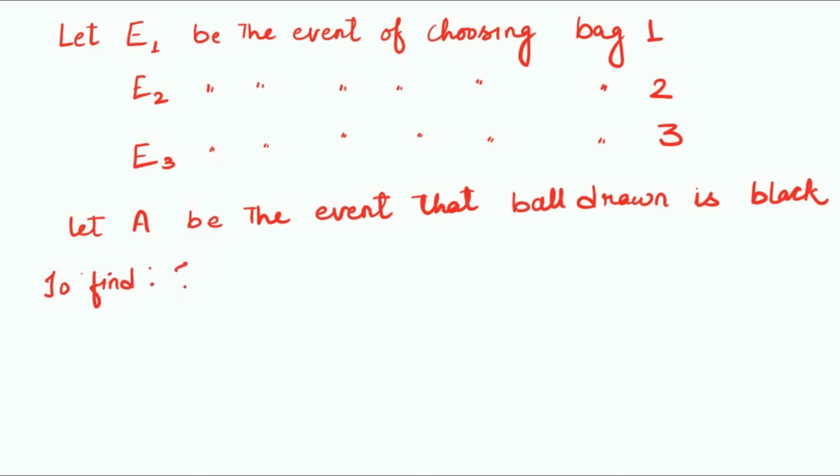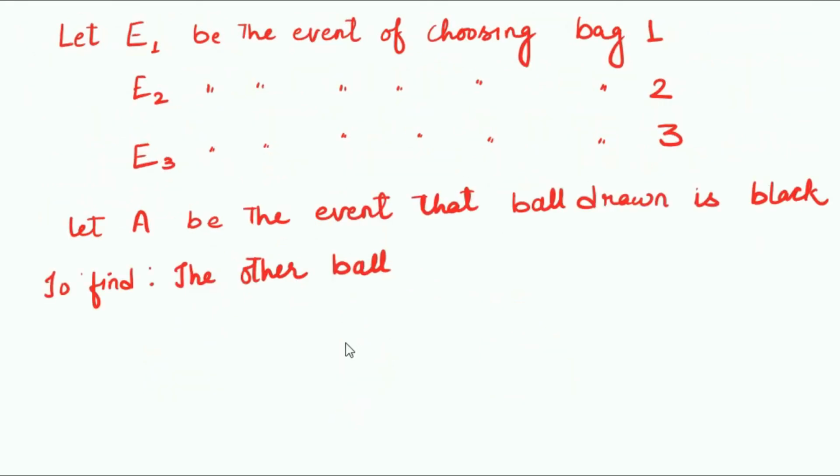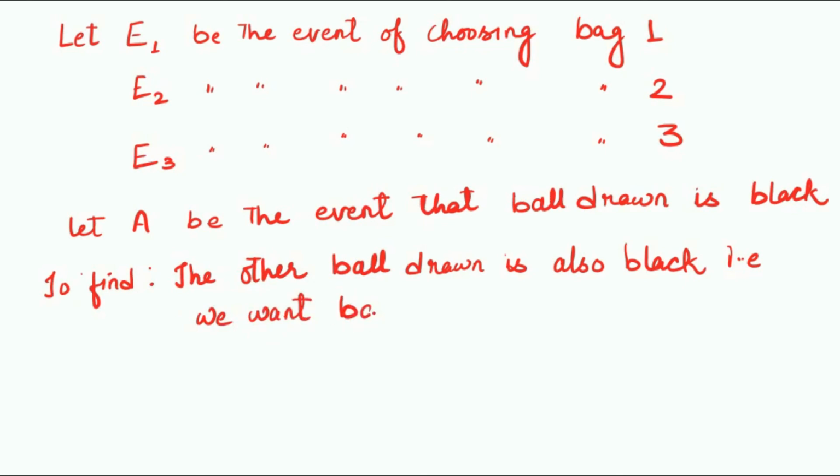So to find the other ball, the first ball you have taken out is black. Okay, you have taken out black. The other ball is also black. That means this one. So the other ball drawn is also black. Also black. That is, we want bag 2.